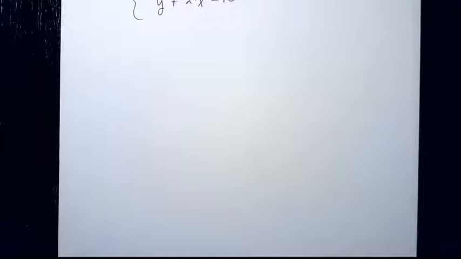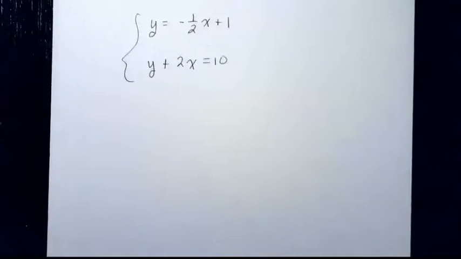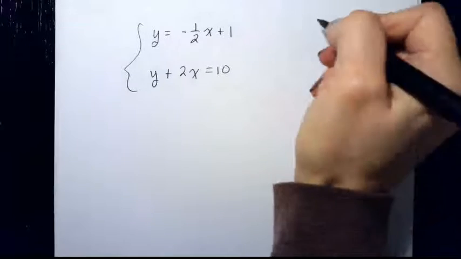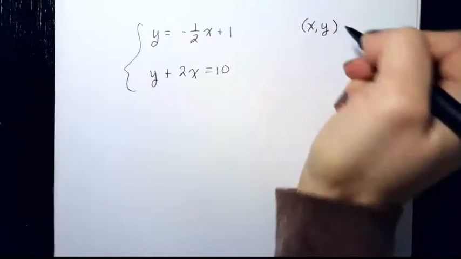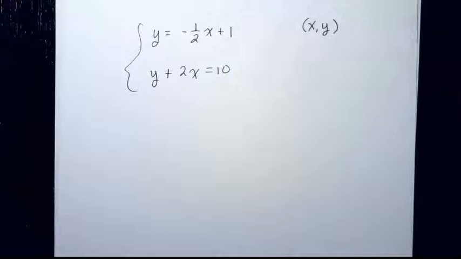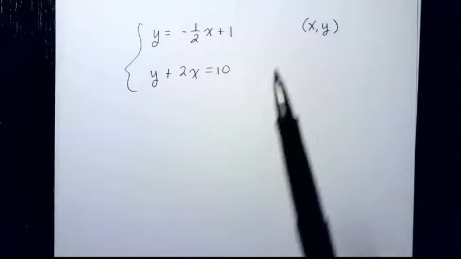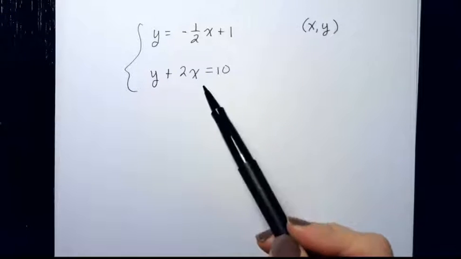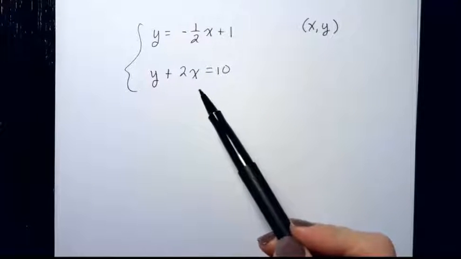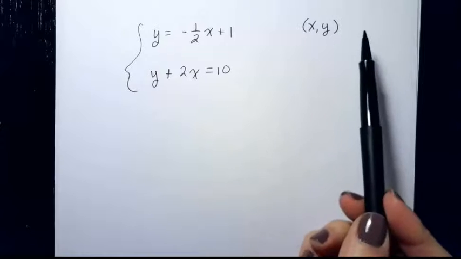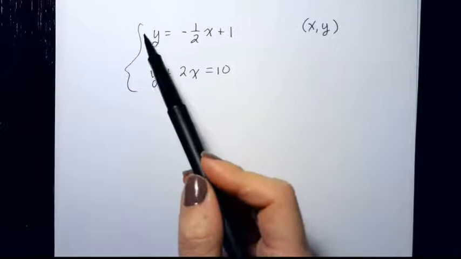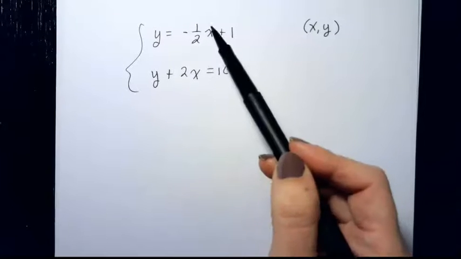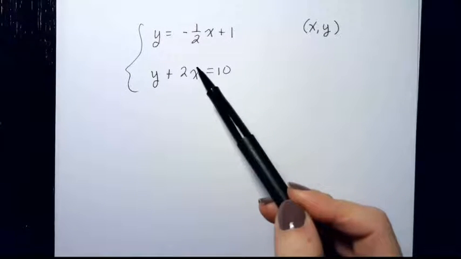I have it written out here as well. So remember, we are looking for a solution, an ordered pair. So our ordered pair will be some x, y that make both of these equations true. Whatever the x and the y coordinates are for the first equation, they have to be the same for the second equation. So in order for us to find this point, whatever y is here, it's got to be the same value here. And likewise, whatever x is here, it's got to be the same value here.